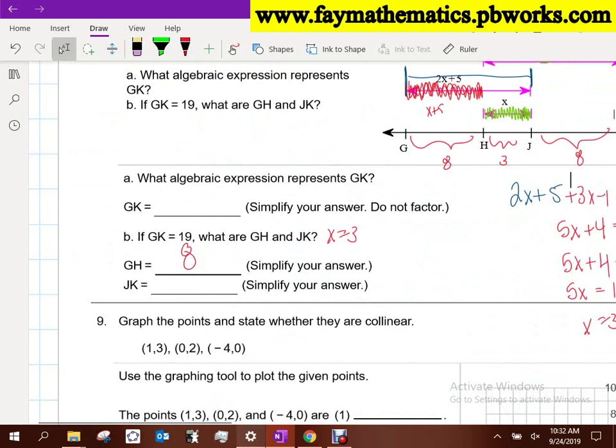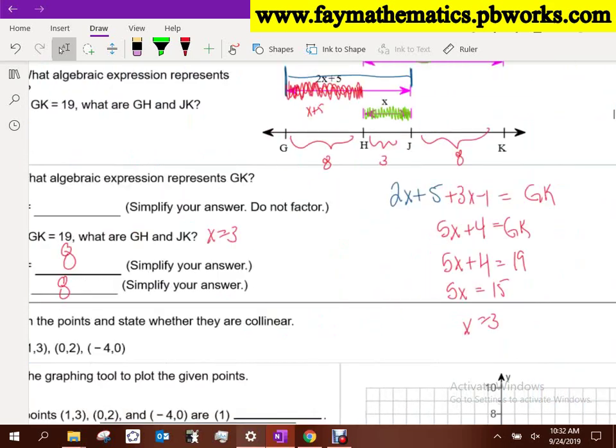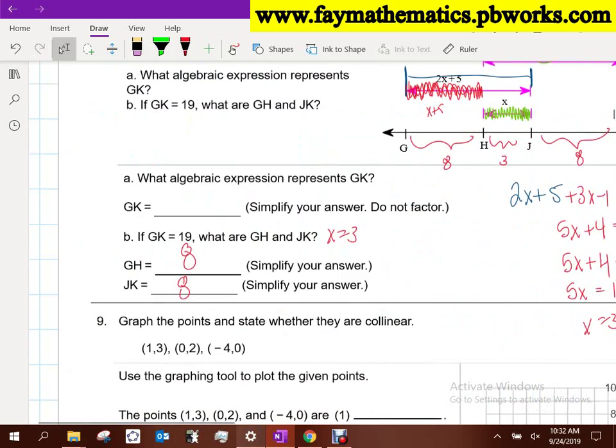So jk is 8. Now, it won't always be the case that gh and jk are the same number. But think about this, is 8 plus 3 plus 8. That's 19, and that's my total distance there. So I know I've done things correctly here.